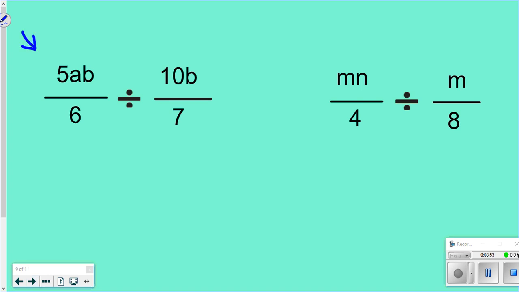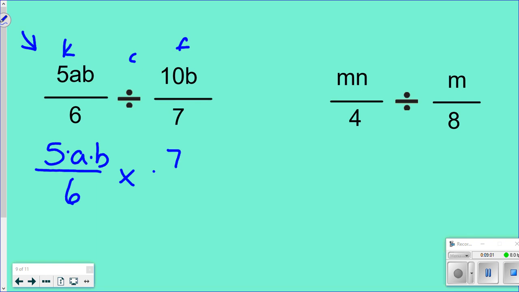So I'm going to rewrite it out. 5 times A times B all over 6 times, because we're going to do our keep, change, flip here. And then it would be 7 over 10 times B. Okay, so 6 and 7 can't be reduced, but I know that 5A and B and then the 10B on the bottom can be reduced.